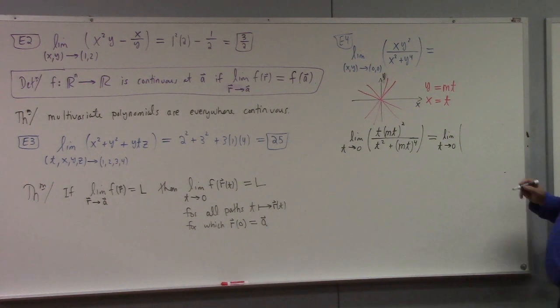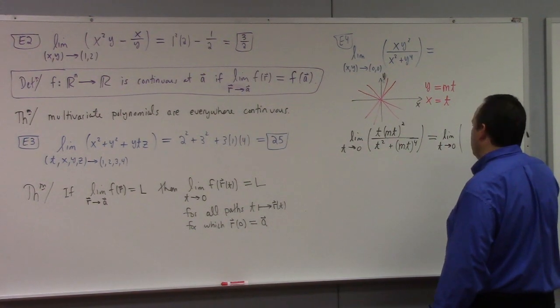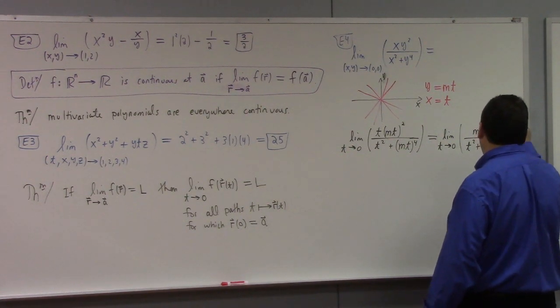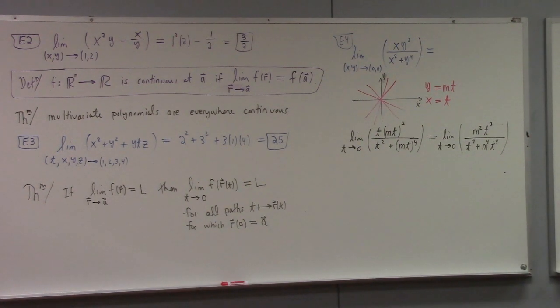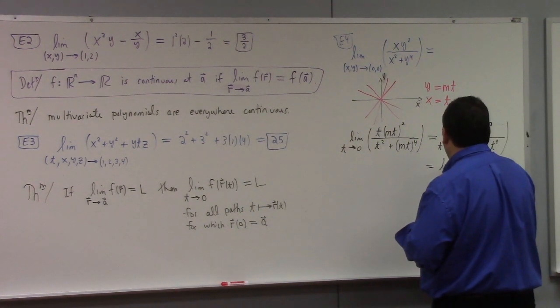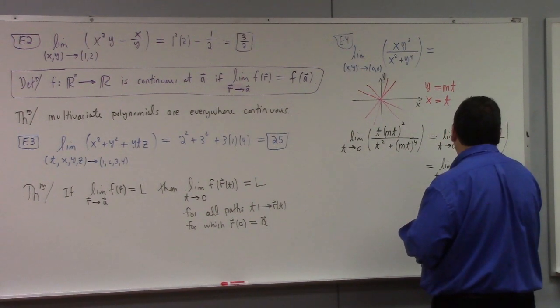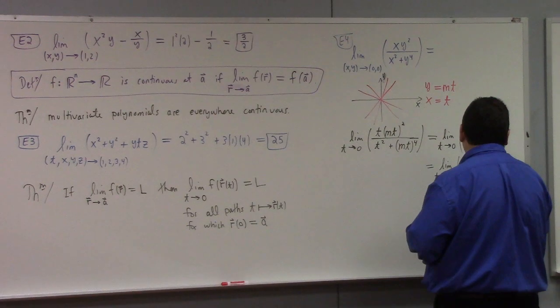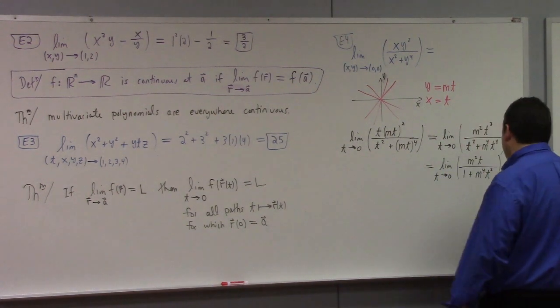Let's see here. So we got ourselves m squared t to the power 3 divided by t squared plus m to the fourth t to the fourth. Now this limit is a one-dimensional limit with a variable m in it, right? I'm considering a line of arbitrary slope m, all right? So then what? Can you simplify this? We should divide by t squared. So the limit as t goes to 0 of m squared t divided by 1 plus m to the fourth t squared.